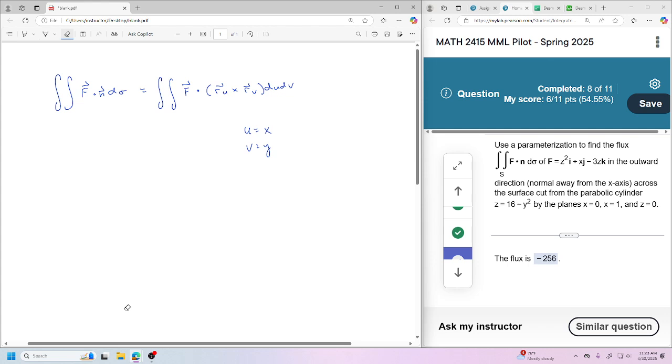Anyways, so I'm not cheating here, but I'm trying to keep it as easy as possible. So if that's the case, I'm going to go through this r_u.